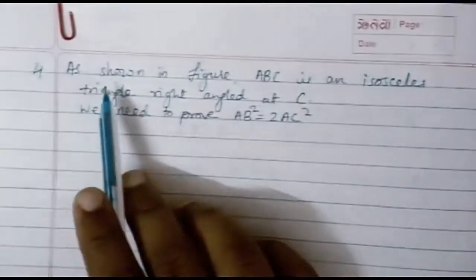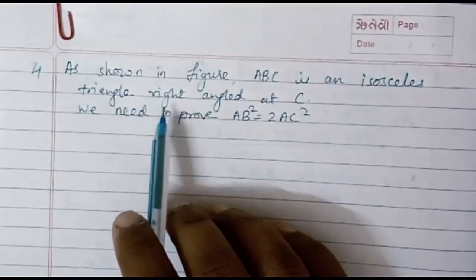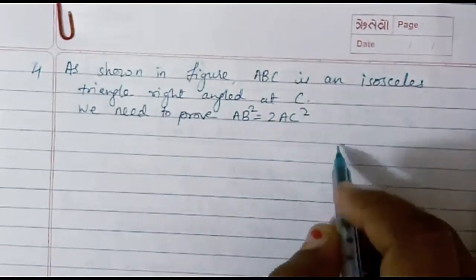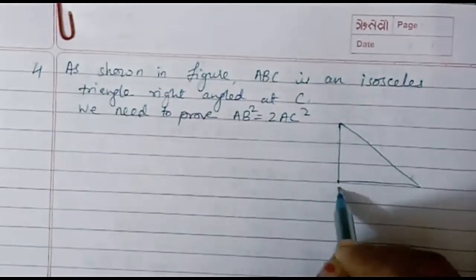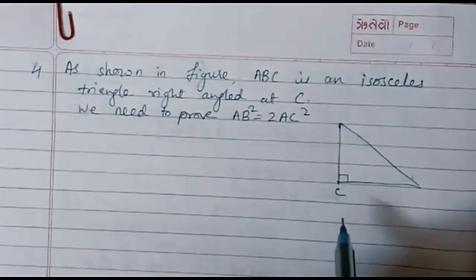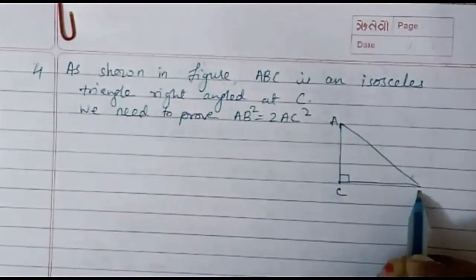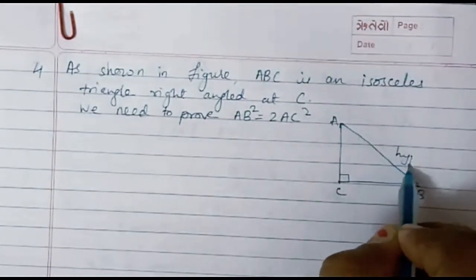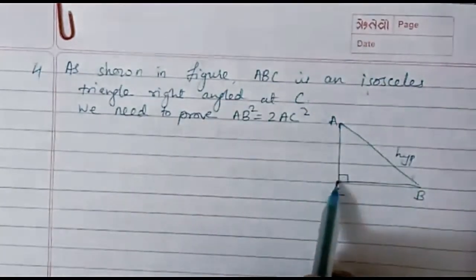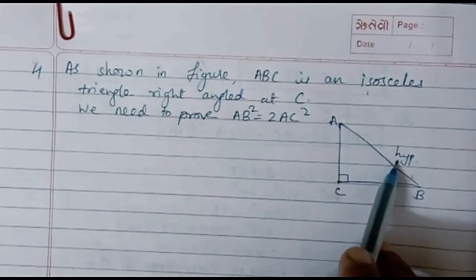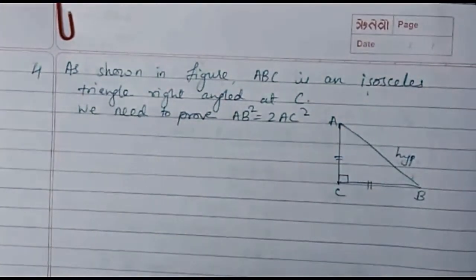It is given, as shown in the figure, that triangle ABC is an isosceles triangle right angled at point C. So we have to draw a right angle triangle, and C is a right angle here. C is the vertex where you form the right angle. So AB will be called the hypotenuse, right? Also it is an isosceles triangle. If angle C is a right angle, the hypotenuse will be the longest side, so AC and BC will be equal, right?